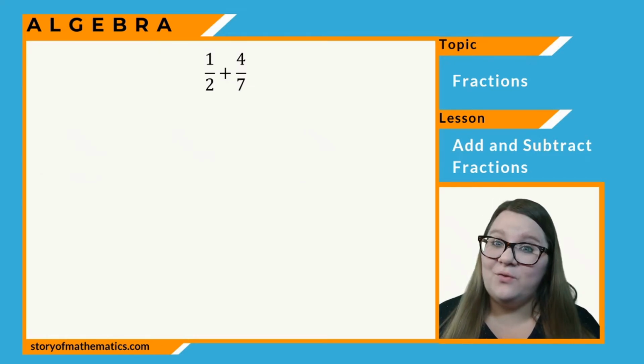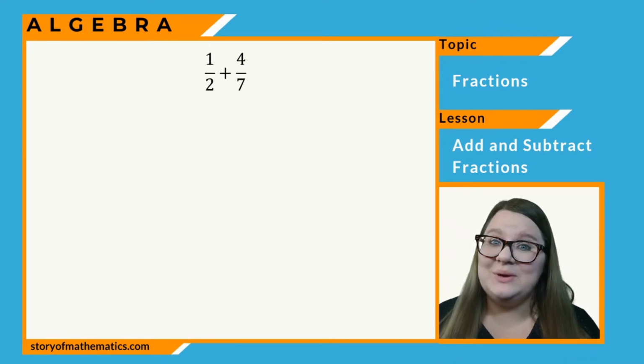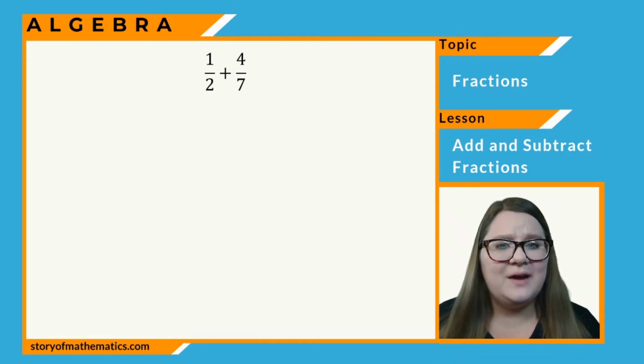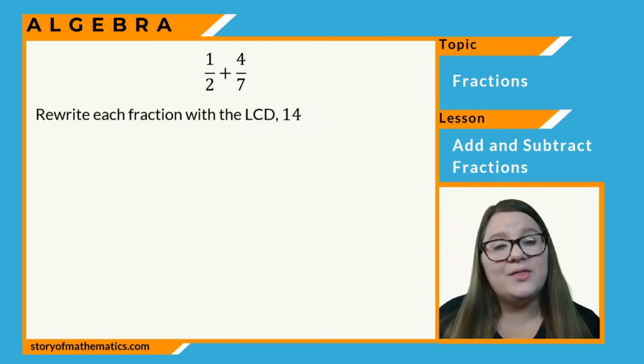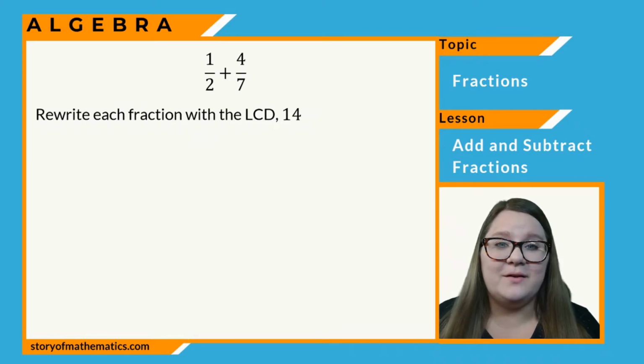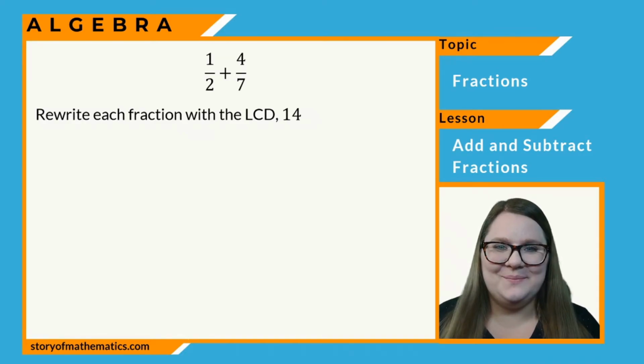1/2 plus 4/7. Well, these are definitely not the same denominator. I have 2 and I have 7. So I need to find the least common denominator. In this case, that would be 14. So in order to make the first fraction have a denominator of 14, I'll have to multiply the top and bottom by 7, because 2 times 7 is 14.